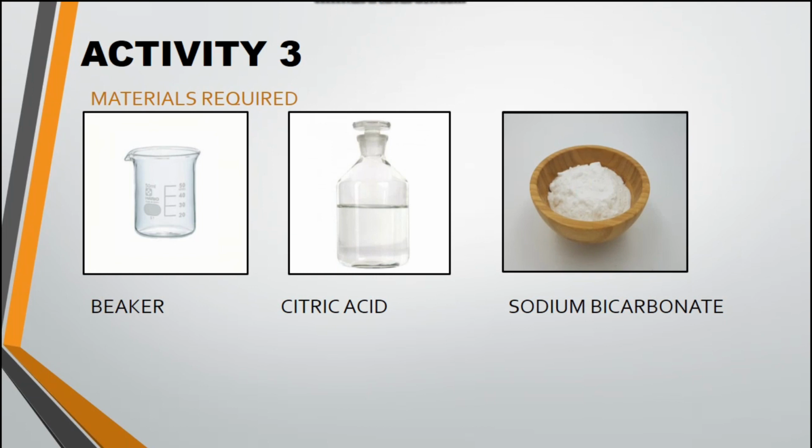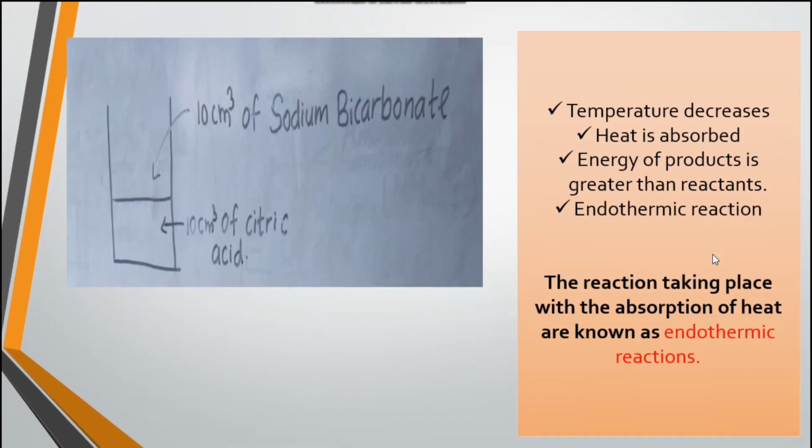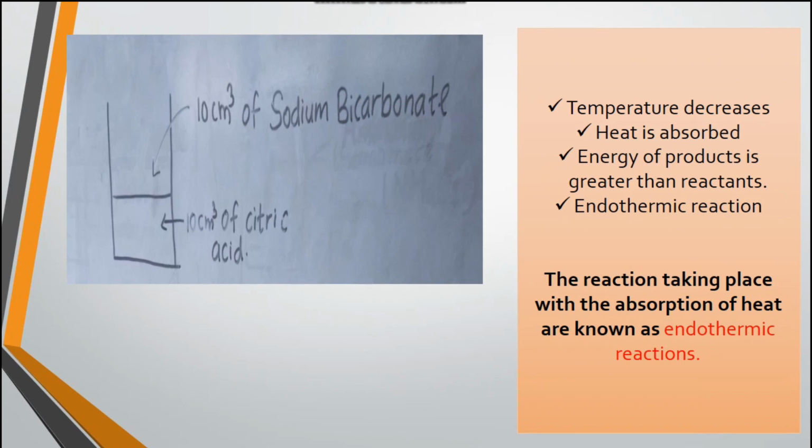Activity 3. For activity 3 we need a beaker, some citric acid and some sodium carbonate. This is how we do the activity. First we will take the beaker and add some citric acid into it, about 10 cubic centimeters of citric acid. We'll add the citric acid and record the temperature. And separately we'll record the temperature of sodium bicarbonate also. After recording these initial temperatures, we will add these 10 cubic centimeters of sodium bicarbonate into the citric acid.